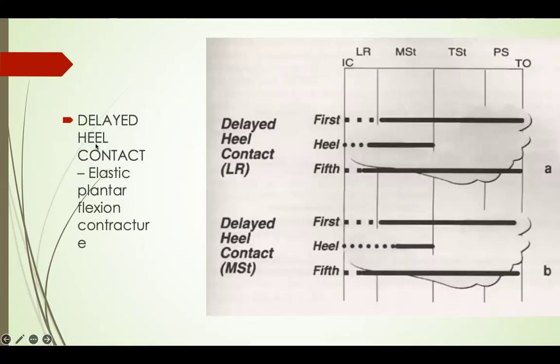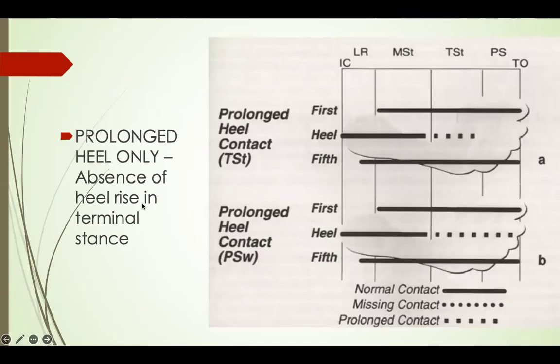Other can be delayed heel contact. This will happen when the forefoot comes into contact with the ground first, and then the heel comes in contact with the ground. This happens when there is elastic plantar flexion contracture. Prolonged heel only response.